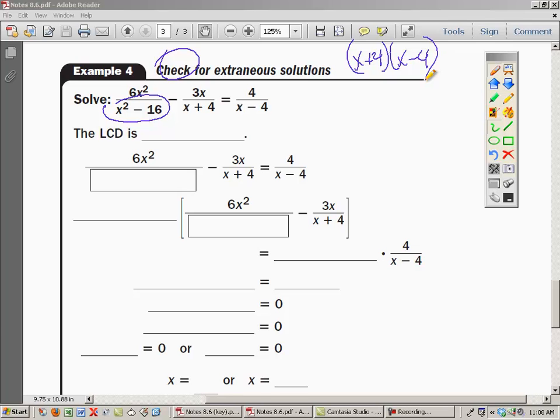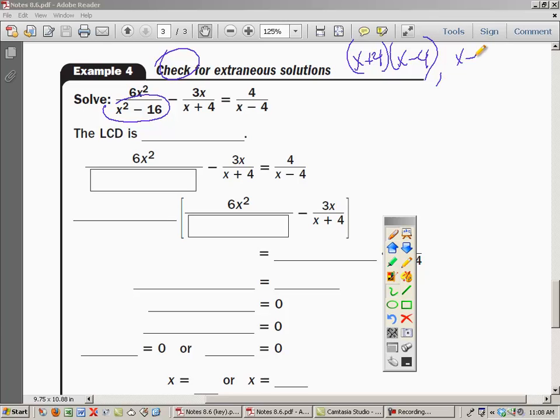All right, so we need the least common denominator of x plus 4, x minus 4, x plus 4, because that's the denominator of the second term, and x minus 4, which is the denominator of the last term over here by itself. Well, as you can see, the least common multiple is simply x plus 4 times x minus 4. All right, because this one's got an x plus 4 and so does that one. This one's got an x minus 4 and so does that one.